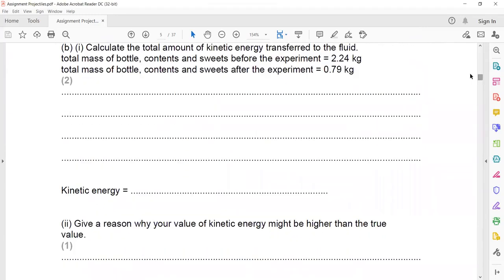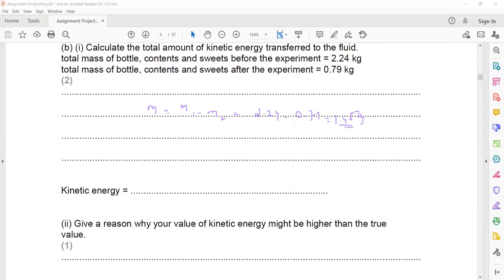The next part: calculate the total amount of energy transferred to the fluid. The total mass of the bottle contained in the fluid before is 2.24 and after is 0.79, so how much mass of the fluid is being transferred? That is m1 minus m2. That will give us how much liquid came out from the bottle. So 2.24 minus 0.79 will give us 1.45 kilograms.